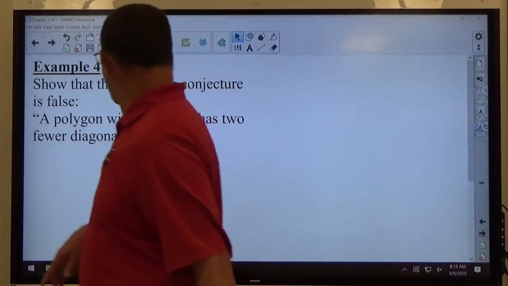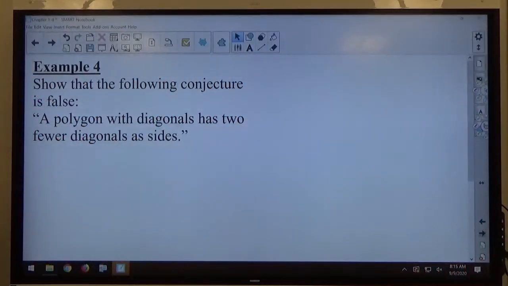So example 4, it says show that the following conjecture is false. So they're making a statement here that they're saying is true, and we have to prove it false by showing a counterexample. Okay? It takes exactly one counterexample to prove something false. So there could be 15 trillion ways to prove it false. We just have to show one. All right, that's all a counterexample is.